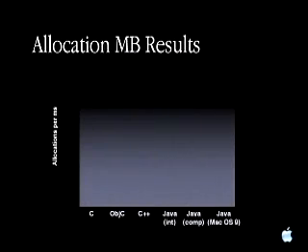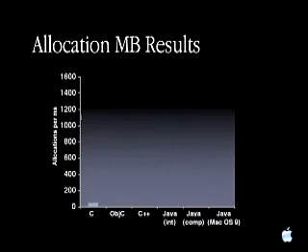So let's talk about the results. With C code, this allocation benchmark gives us about 200 objects per millisecond.